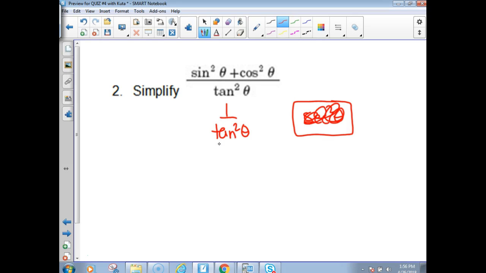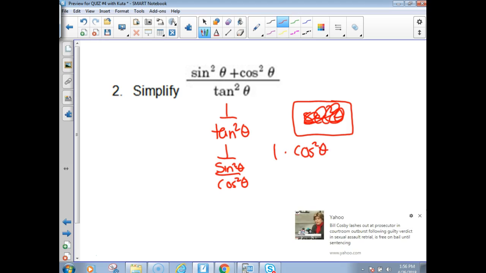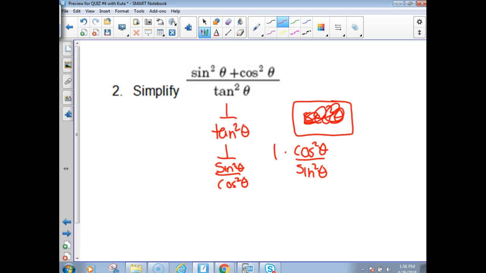What is the reciprocal of the tangent squared? I mean, you could prove this by doing, tangent is sine squared theta over cosine squared theta, and then multiply by the reciprocal, and you can prove that that's equal to cotangent squared. Now, I would actually even be fine with you going from here to there for this particular one. Okay.